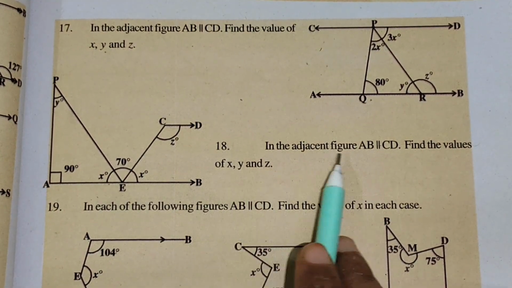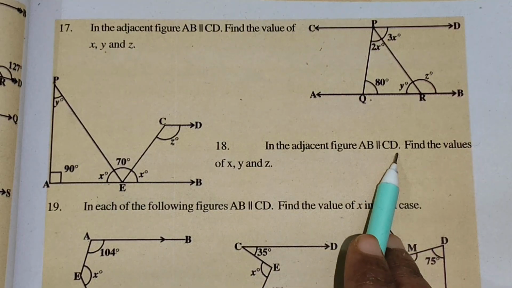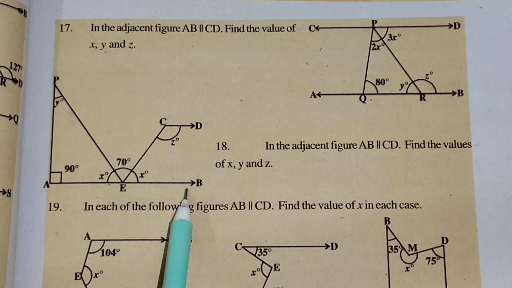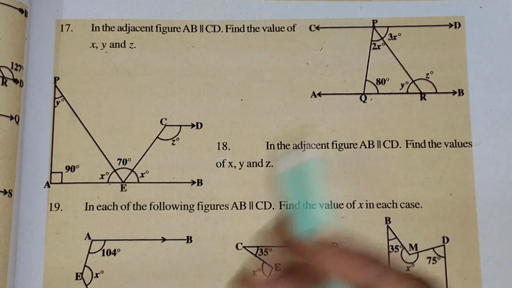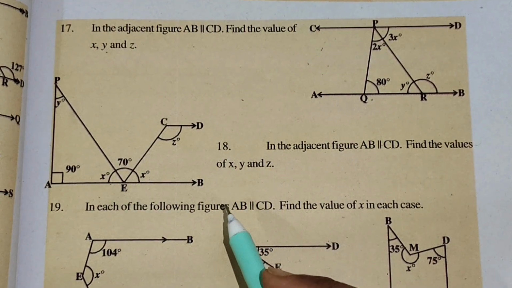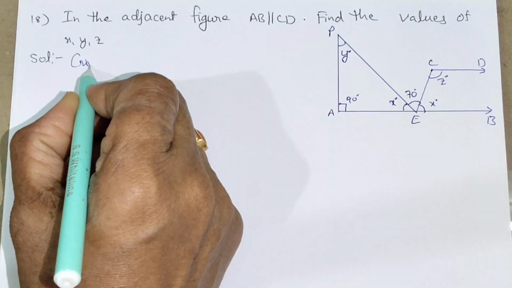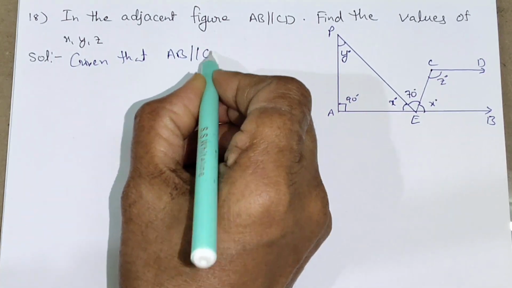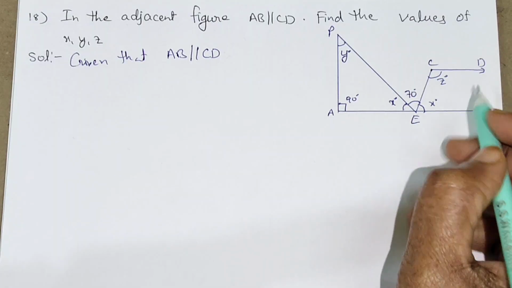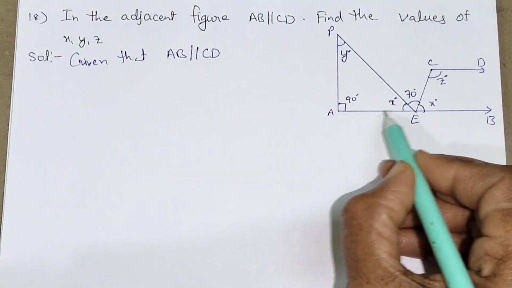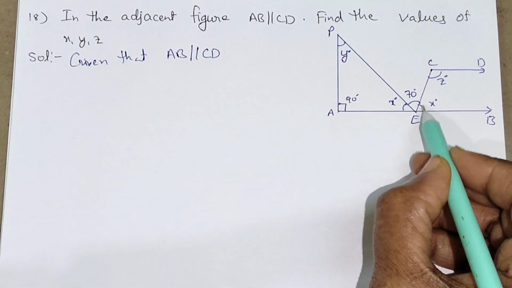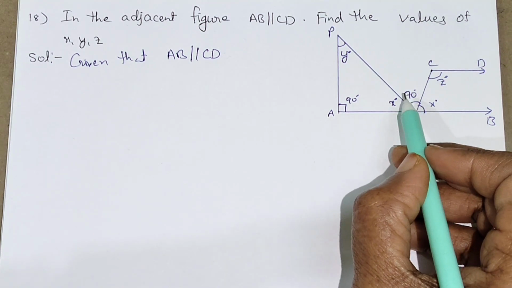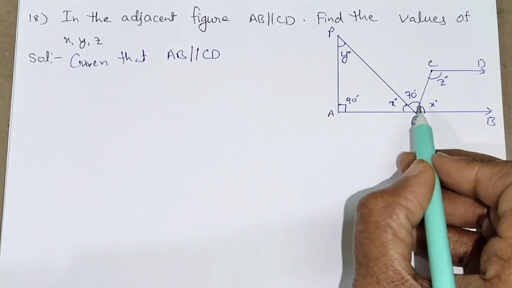Next, 18th question. In the adjacent figure, AB is parallel to CD. Find the values of x, y, z. So here, given that AB is parallel to CD, these two are the parallel lines. Next, this is a straight line, a complete 180 degrees straight line.